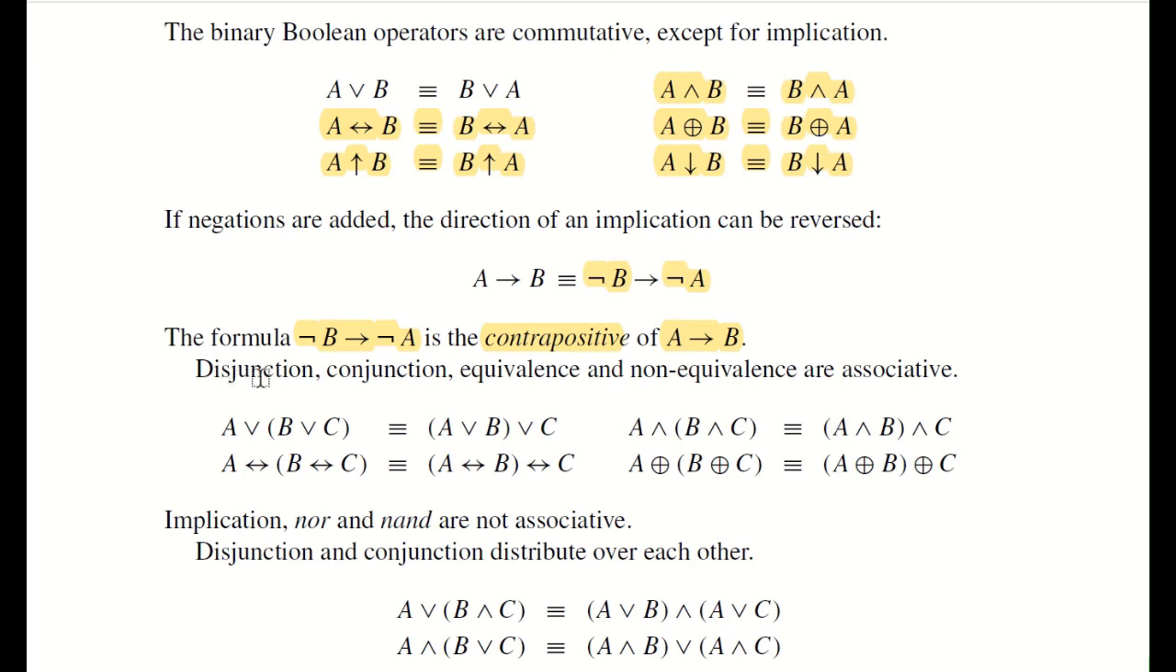Disjunction, conjunction, equivalence and non-equivalence are associative. So we can change the order of operations if the same operator stands. It doesn't matter if we first connect B or C, or first connect A and B and then C. The result will be the same. The same stands for equivalence, conjunction and exclusive OR, but not for implication. Implication is not associative.